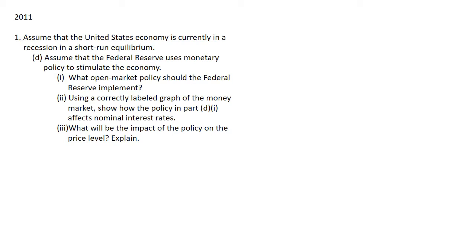Okay, 2011, number 1. It says, assume that the United States economy is currently in a recession and a short-run equilibrium. Assume that the Federal Reserve uses monetary policy to stimulate the economy. So hopefully you guys can see that that's going to be expansionary policy. Number 1 asks, what open market policy should the Fed implement in order to expand economic activity? And guys, we've done questions like this quite a few times now. Hope you can see for question 1, part D, section 1, the open market policy would be to buy bonds.